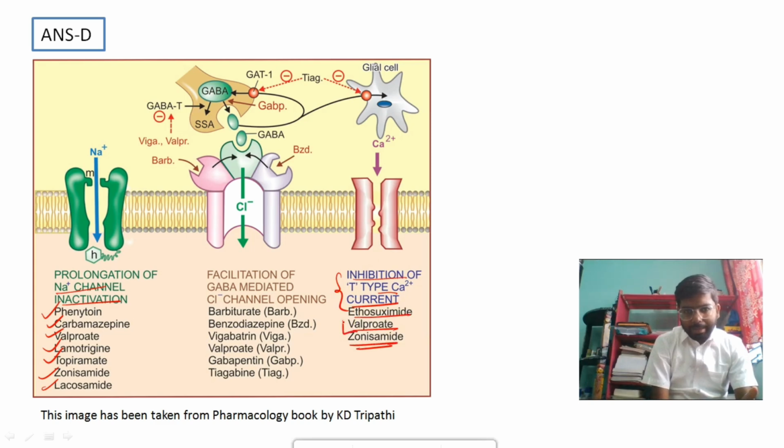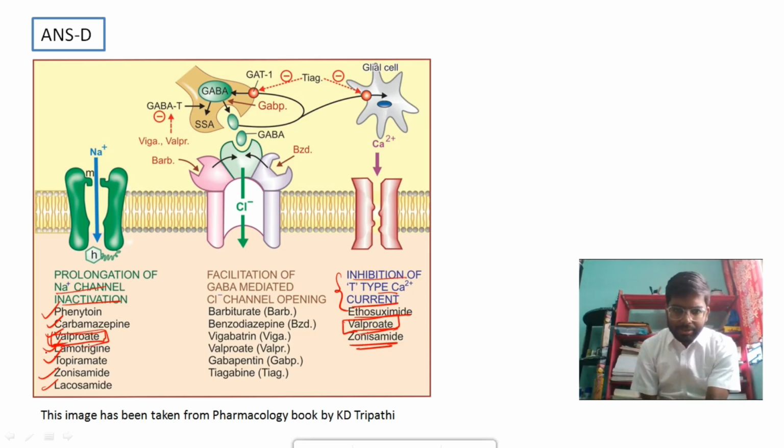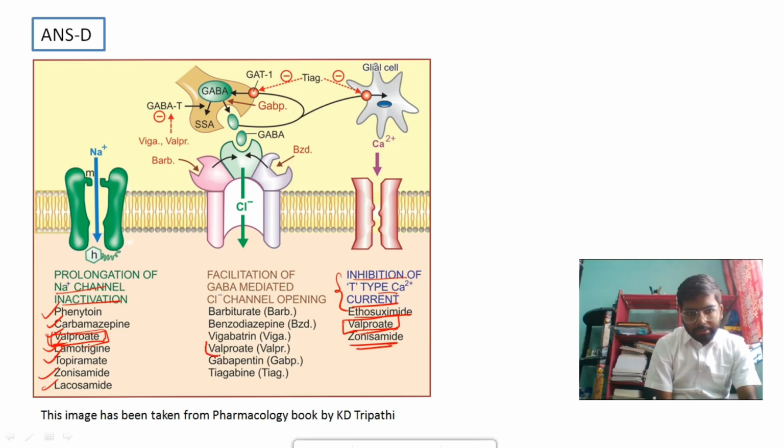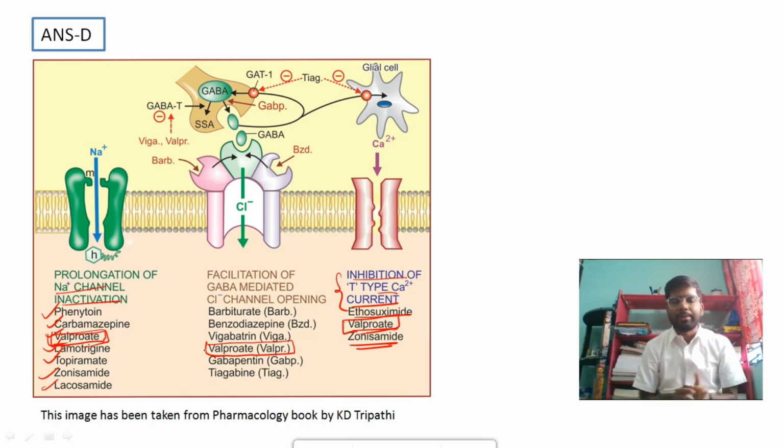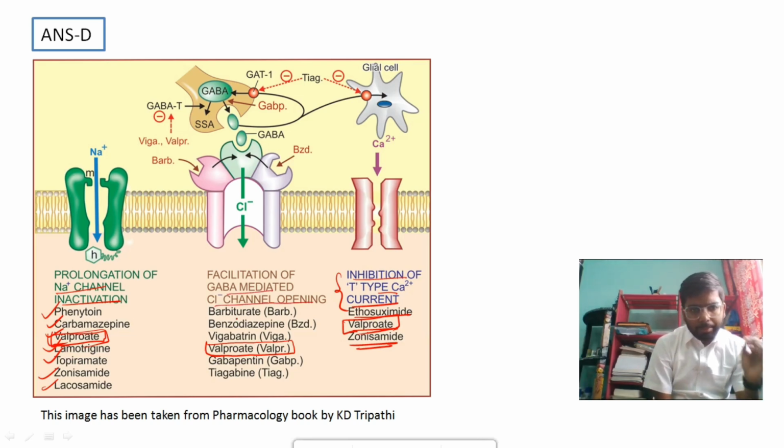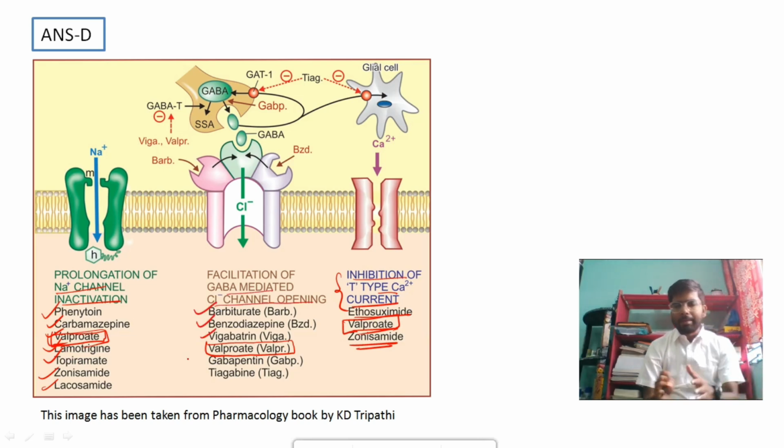See, you can find valproate in three of these following mechanisms. Valproate can cause sodium channel inactivation, valproate can cause calcium channel inactivation, and valproate also can cause chlorine channel opening. These three are the mechanisms of action of valproate. Valproate can act through all of these three mechanisms. Okay, so GABA mediated chlorine channel opening is caused by barbiturate, benzodiazepine, vigabatrin, valproate. These are the drugs which can cause facilitation of GABA mediated chlorine channel. I hope it is clear to you.